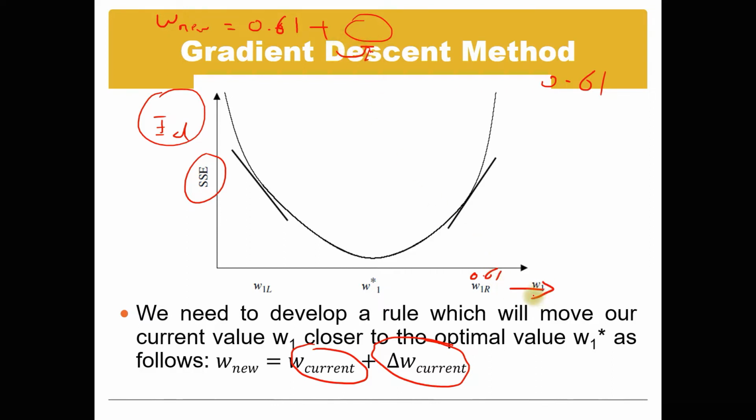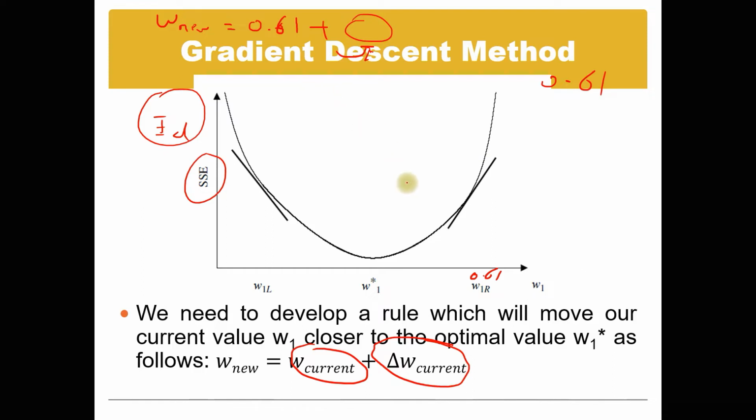We are going to move to the right, which means that we will not reach that optimal solution. However, if we are adding a negative value, then obviously we are going to move to the left. Now, what is this value that we are going to add to move to the left or move to the right?